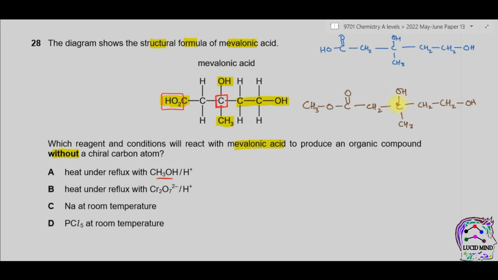Still we can see that this carbon is attached to 4 different groups. This side is different to this one. So chiral carbon is still present. So this is wrong. Part B, it says heat under reflux with potassium dichromate in the presence of acid.